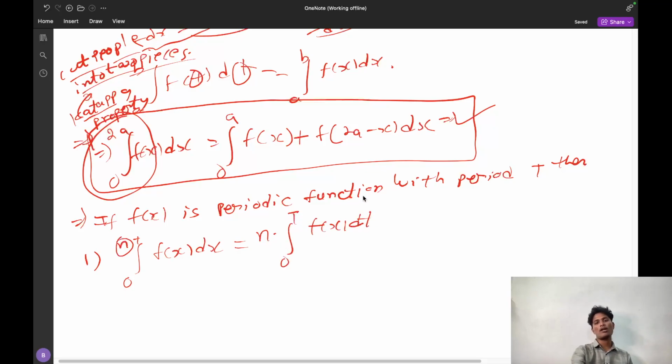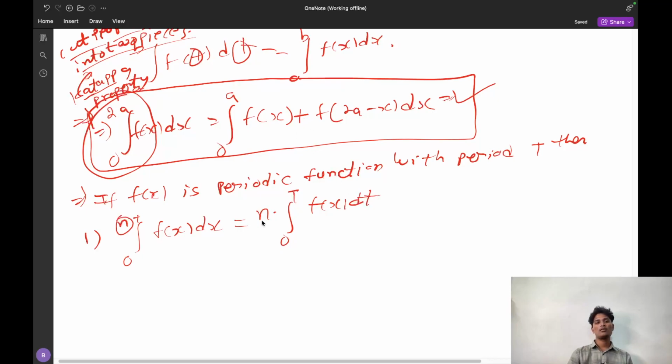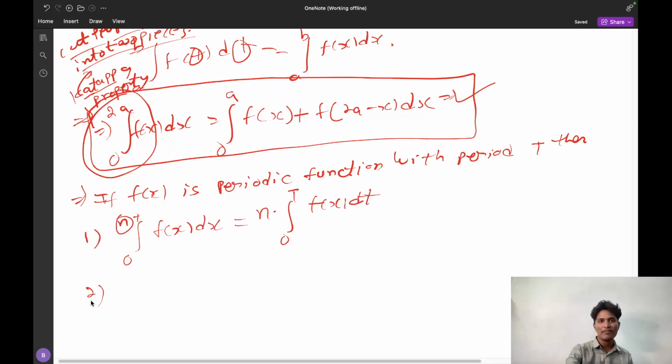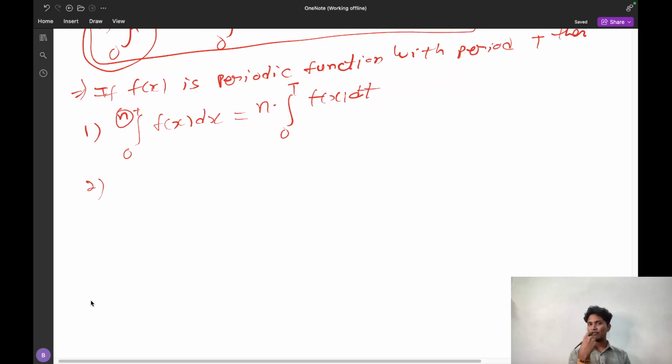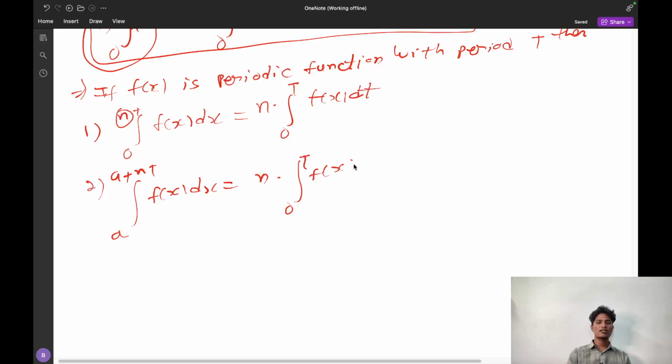These properties are also called uncle-auntie properties. These are simplification properties. That is, the names are given: uncle, auntie, Bahubali, Katappa. These names are given in order to remember. These are all mnemonics. And the second property is integral a to a plus n t, f of x dx. This is n times integral 0 to t f of x dx. So simply you can remember the a is cancelled. Like that you can remember the properties.